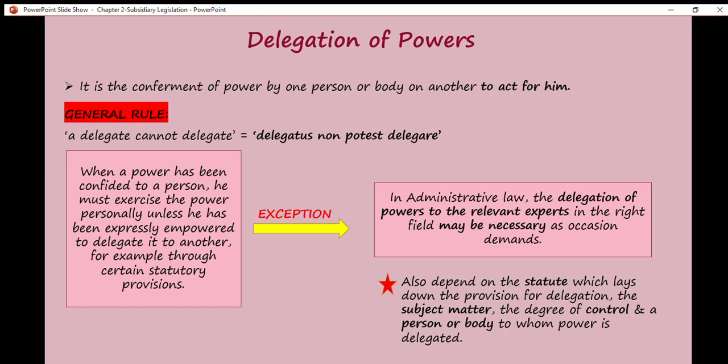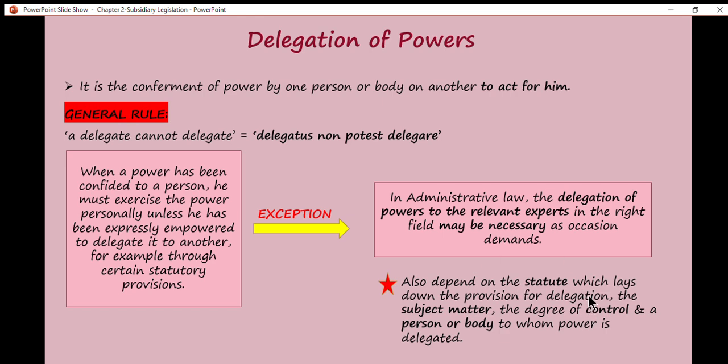Okay, another example in UiTM. According to the Universiti Teknologi MARA Act 1976, the higher education minister is allowed to delegate the exercise, discharge, or performance of any of his powers, duties, or functions to the university's board of directors under the Act, based on Section 29A. So UiTM has also been delegated powers by the higher education minister.